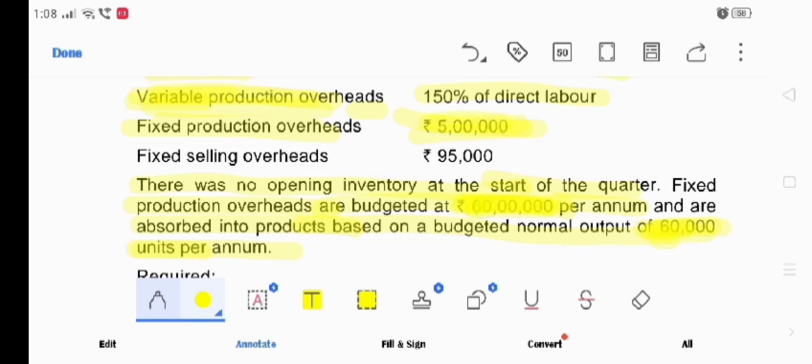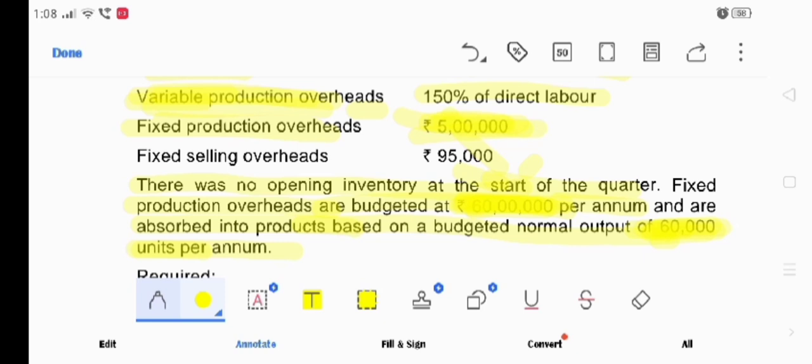If here it is 5 lakhs, how can we take it? You take the standard, and if there is any adjustment, we'll do that adjustment through under or over absorption. We'll definitely do the adjustment because here there is something contrary. So 100 per unit only you'll take. There is definitely some difference, and that will be adjusted by doing under or over absorption.